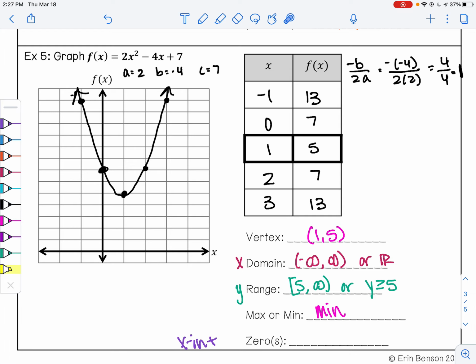So that means I do not have any zeros. So we would just write none. And so if you were solving this quadratic equation, you would get no real solutions when you were to solve it.